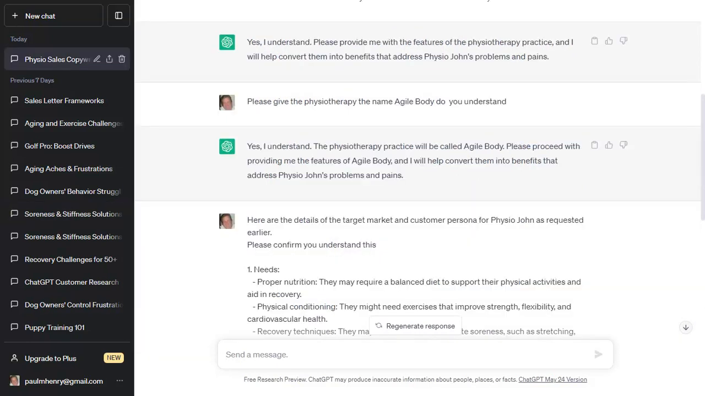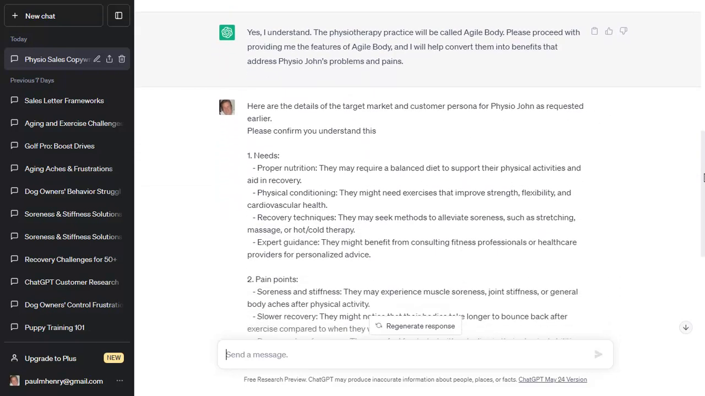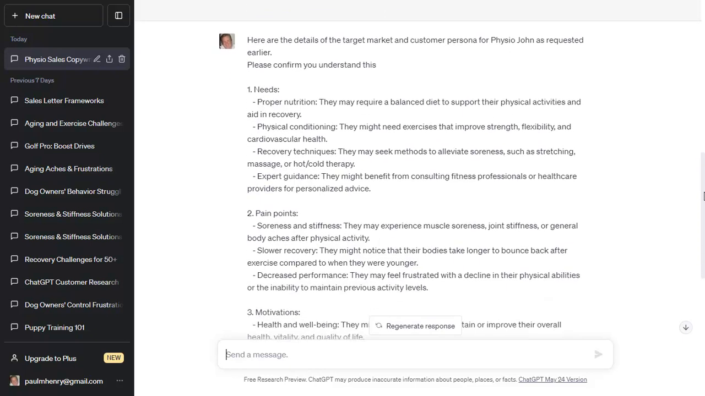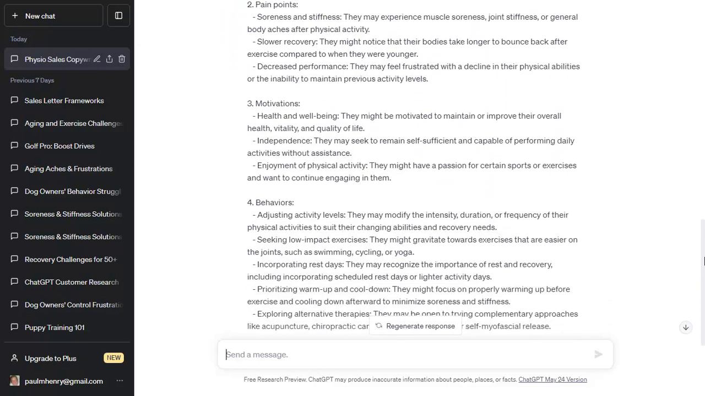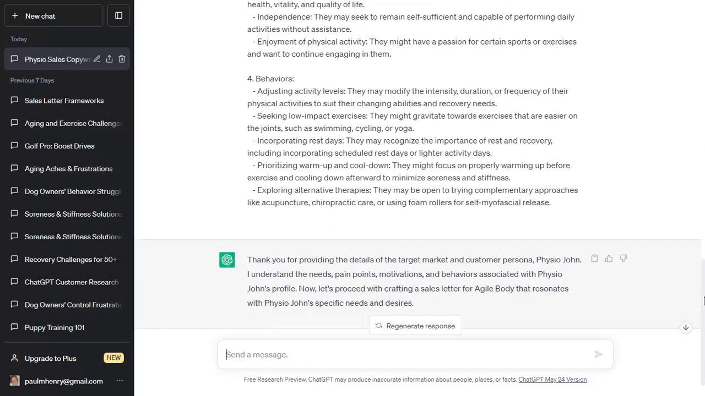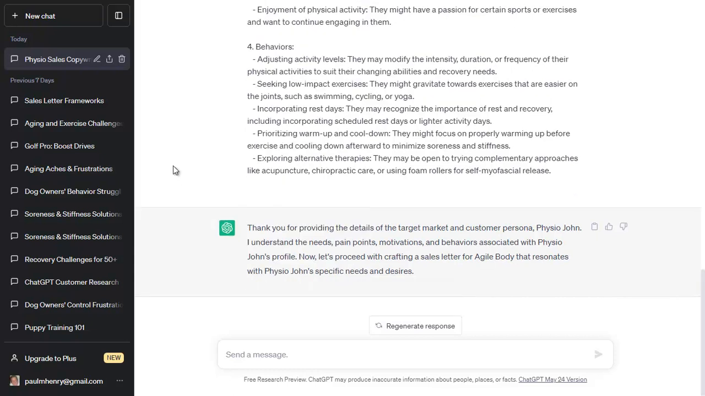I'm not going to show me copying and typing it in because it takes a while. So basically this is what I typed in, which is my prompt. It's quite a detailed prompt because it's got everything in there. It looks different because of the way it's been formatted in ChatGPT. And there we are. It says, thank you for providing the details. So it's now got it, and it's now ahead of itself. It's now asking us to proceed with crafting a sales letter, but not quite yet.